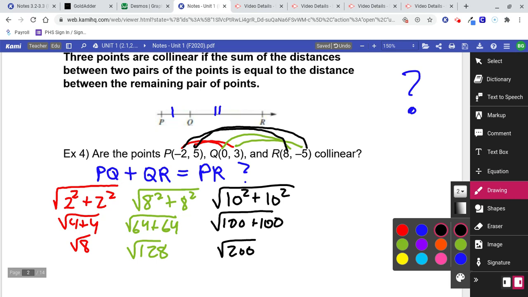Okay? Now remember, we're asking ourselves a question. Is the red plus the green equal to the black? Question mark. Now, everybody misses this one. For some reason, everybody just looks at the numbers and forgets about the square root symbol, and they say 8 plus 128 does not equal 200, so no. But you can't just ignore the square roots. Square root of 8 is not the same thing as 8. You can't just ignore the square roots, all right?